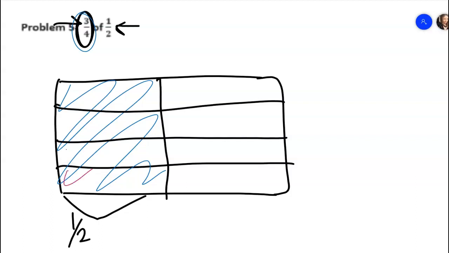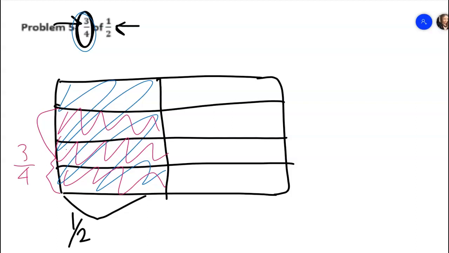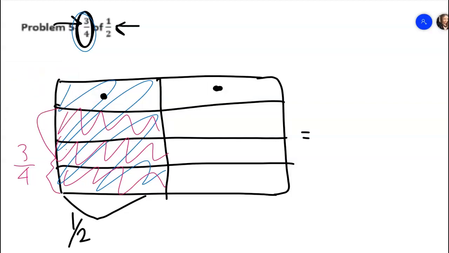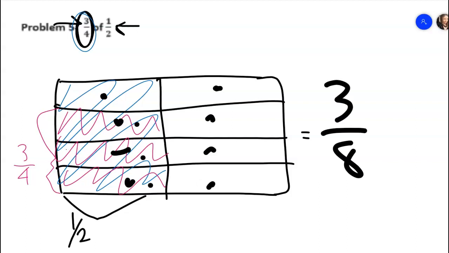So let's go with this one, and this one. That's 3/4. Okay, so now we're gonna count out how many equal parts in our total. 1, 2, 3, 4, 5, 6, 7, 8. How many are double shaded? 1, 2, 3. 3/8. How is this problem like the one we just did with Benji's garden?